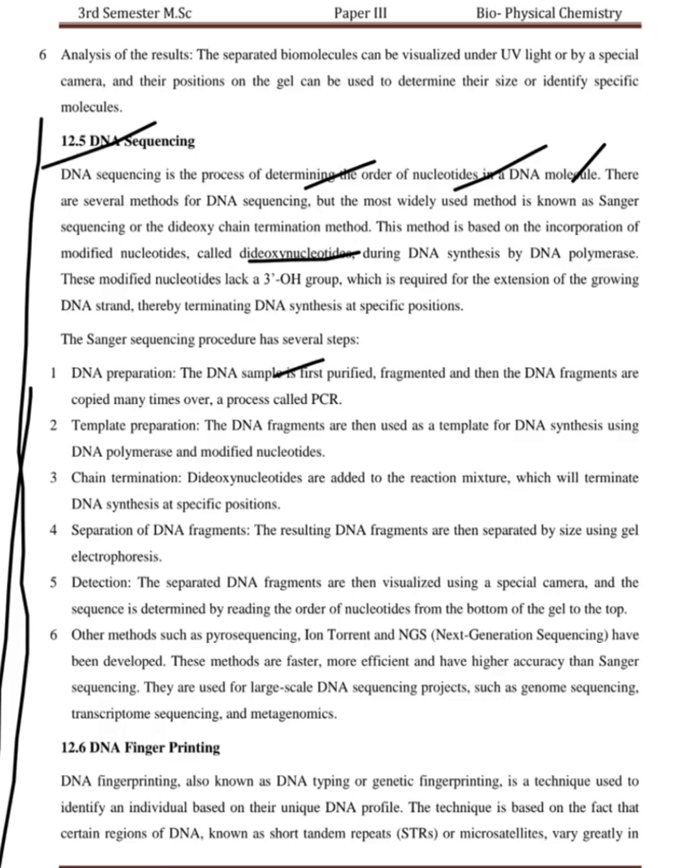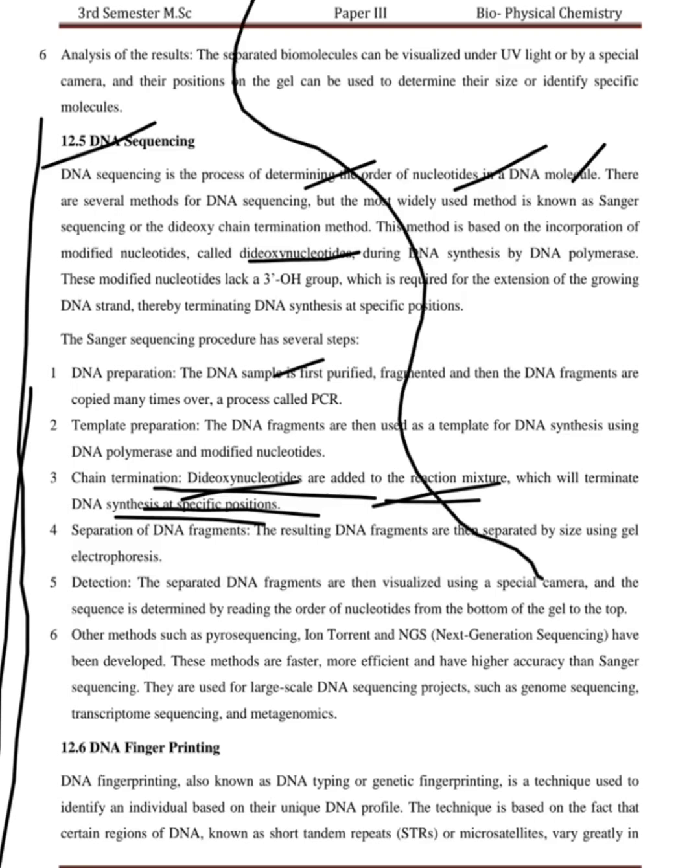Dideoxynucleotides are added to the reaction mixture, which will terminate the DNA synthesis at specific positions. So whatever sequence is created by DNA polymerization, the nucleotide chain that is formed, to cut that chain we are going to use dideoxynucleotides, which will terminate the DNA sequencing. So that is what DNA sequencing means.